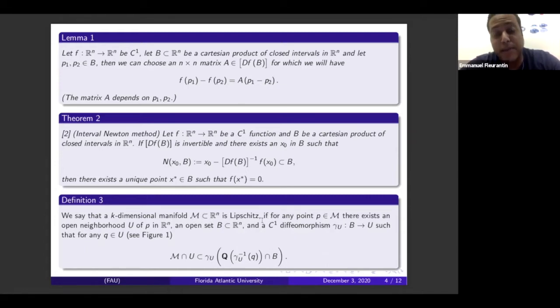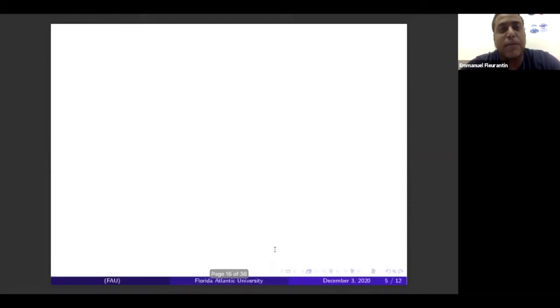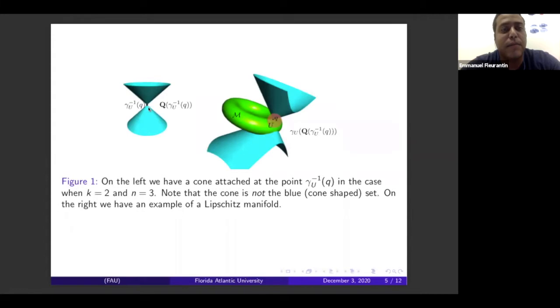A set M is Lipschitz if for any point P in M, there exists an open neighborhood U of P in R^n, an open set B in R^n, and a C^1 diffeomorphism gamma that sends B to U, such that M intersection U is a subset of gamma of the cone attached to gamma inverse of Q, intersecting B. Okay, so in this picture here, we have the cone attached to gamma inverse of Q, where the white region is the cone.